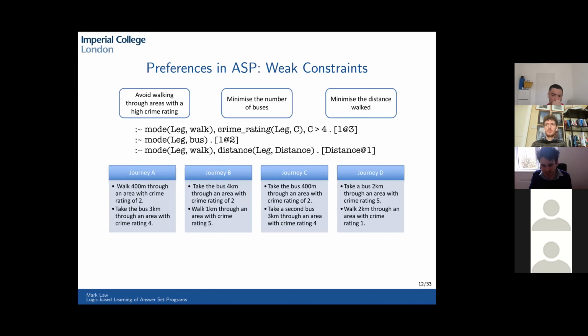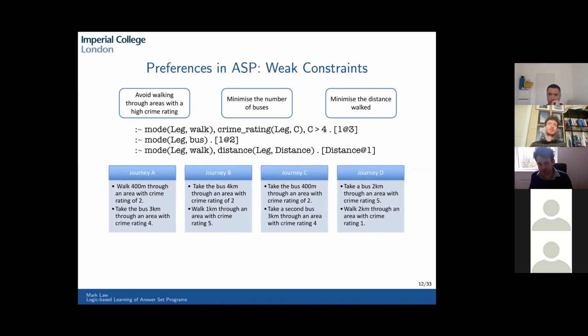So again, please don't worry about the syntax if you're not familiar with ASP. But roughly speaking, what this set of weak constraints does is creates a preference ordering over a set of possible journeys from one location to another. So a user is trying to get from one location to another, and they have these preferences, which say the first weak constraint says, I want to avoid walking through areas with a high crime rating. The second one says that we want to minimize the number of buses that we take.